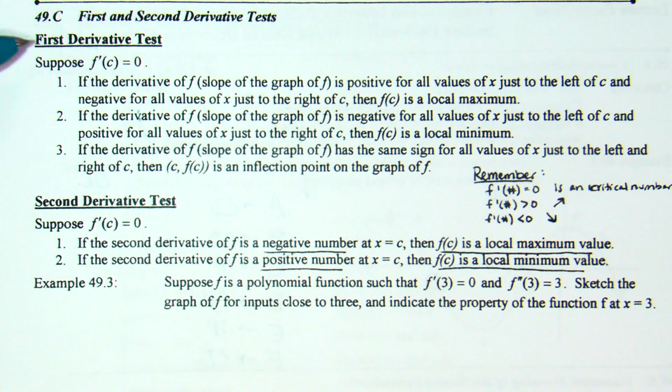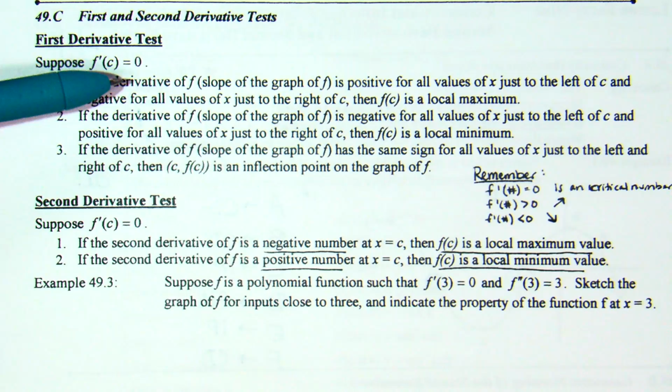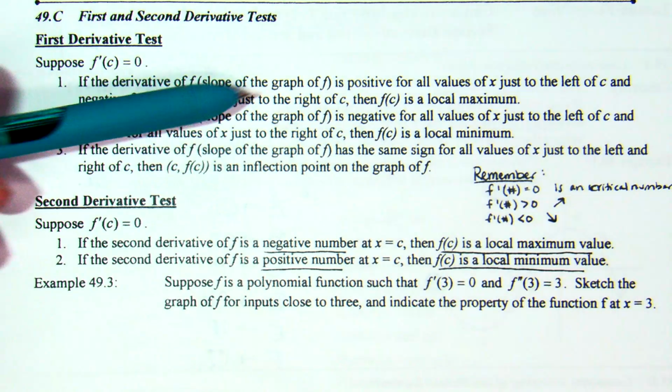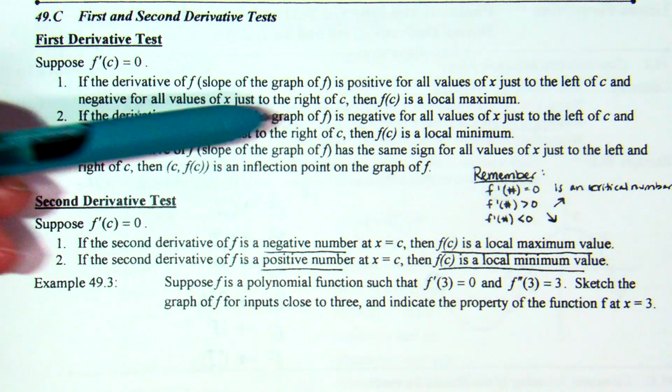So notice, I'll dissect this for you guys. Suppose f prime of c equals 0. So this is saying suppose the first derivative at some point equals 0. So that's saying that point, what do we usually say, is a min or a max is our general, what we say, right? Okay, so if the derivative of f, so the slope of the graph of f, is positive for all values to the left of c and negative for all values of x just to the right of c, then f of c is a local maximum. Okay, let's break that down.